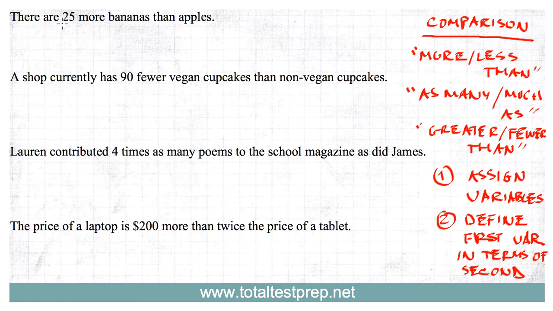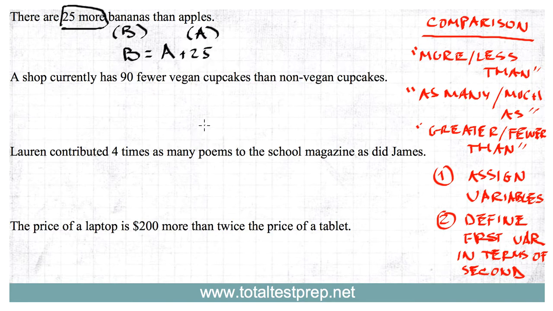So here we're told that there are 25 more bananas than apples. This is a comparison between bananas and apples. We're going to follow these steps. Let's say that there's B bananas and A apples. So we've assigned variables to the quantities being compared. Now we define the first variable, the quantity that appears first, in terms of the second. All that means is that the quantity that appears first is by itself. So B is defined in terms of A. B is equal to A plus or minus or multiplied or divided by something. The 25 more tells us that B is equal to A plus 25.